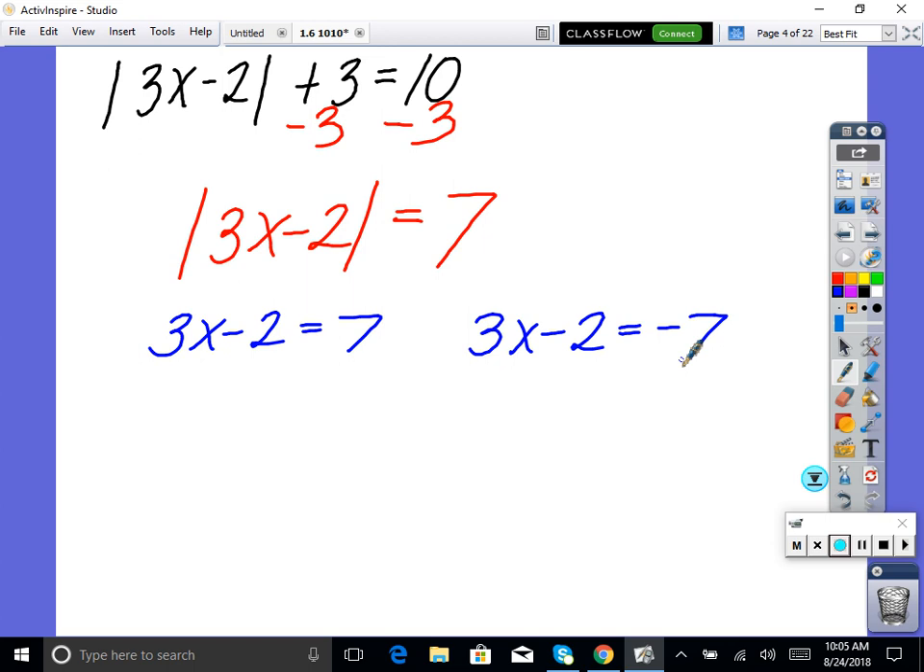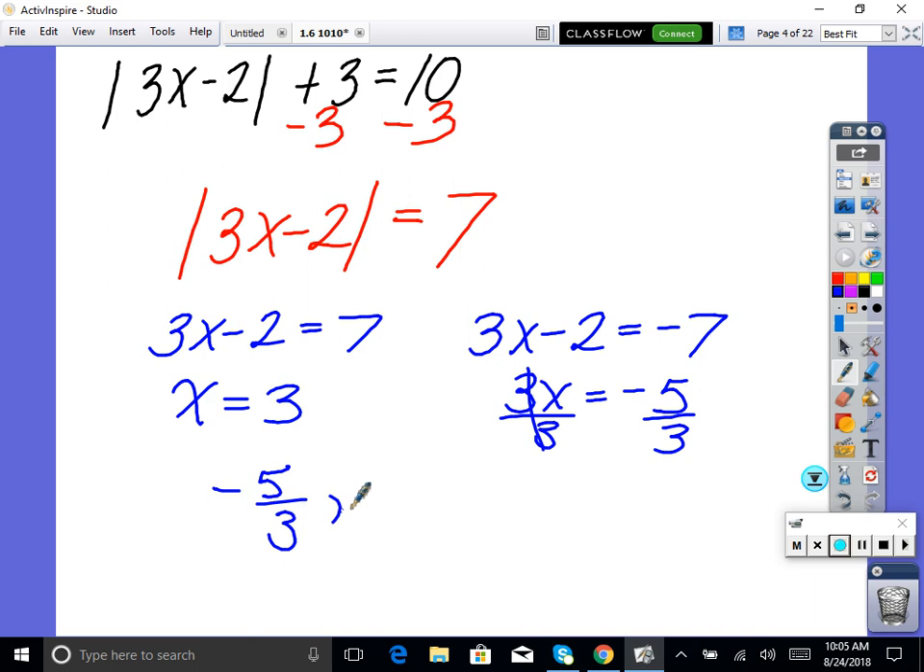So add 2. Can I do this in my head? Because these are just linear equations. Everybody look. Add 2, 9 divided by 3 is 3. Okay, good. x equals 3. And then add 2, so that would be 3x equals negative 5. Divided by 3, so negative 5 thirds. So we're going from negative 5 thirds up to 3. Not hard.